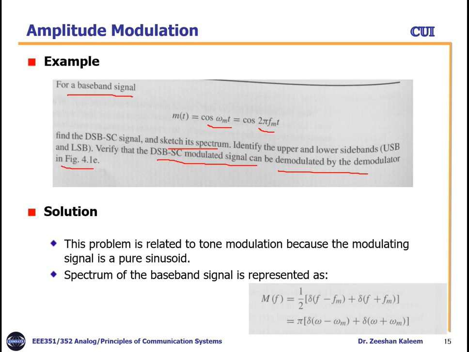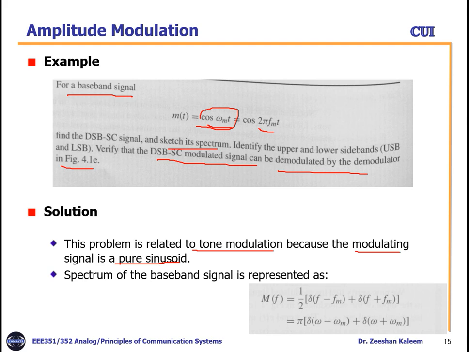So, solution. This problem is related to tone modulation. What does it mean by tone modulation? Tone modulation means that there is only a single frequency, like the modulating signal is a pure sinusoid. Sinusoid means there is only one frequency, not multiple frequencies, not harmonics. We don't have any harmonics. This message signal only has one frequency component, so we call it tone modulation.